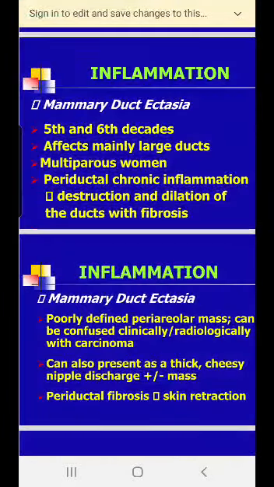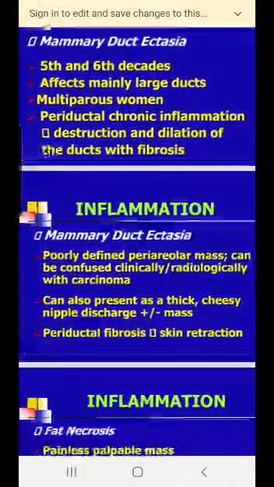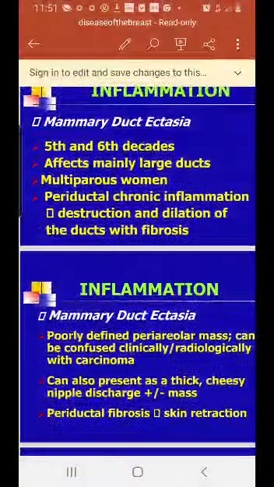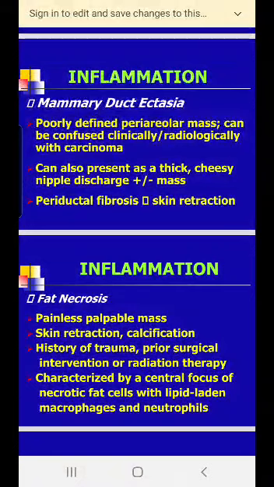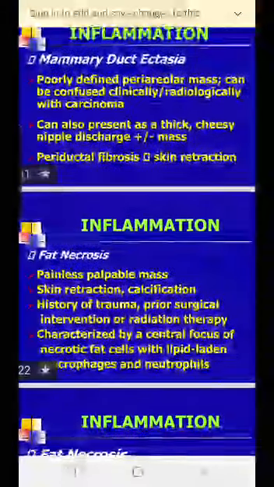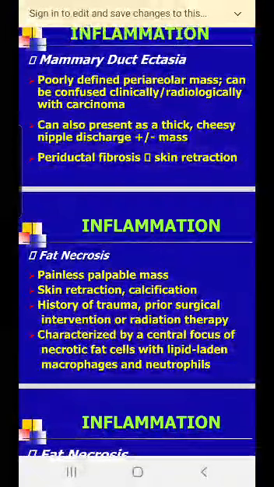Now, under the inflammation, we have mammary duct ectasia. In this, there is again a periductal inflammation, chronic inflammation with fibrosis, and this doesn't happen in the reproductive age group. This happens in the 5th and 6th decade, and it affects only the large ducts, unlike periductal mastitis. So there is a poorly defined periareolar mass, and it will be clinically confused with carcinoma. This is where other diagnostics like incisional biopsies come into the picture, so that we might be able to rule out carcinoma.